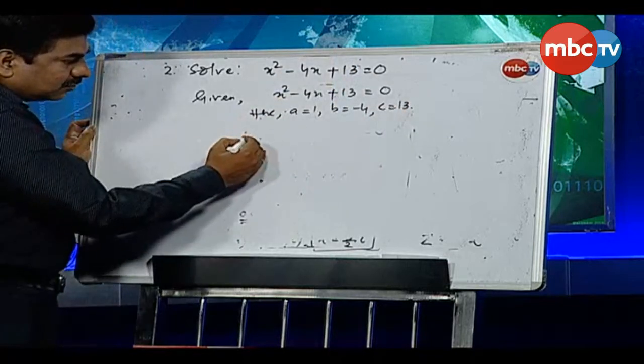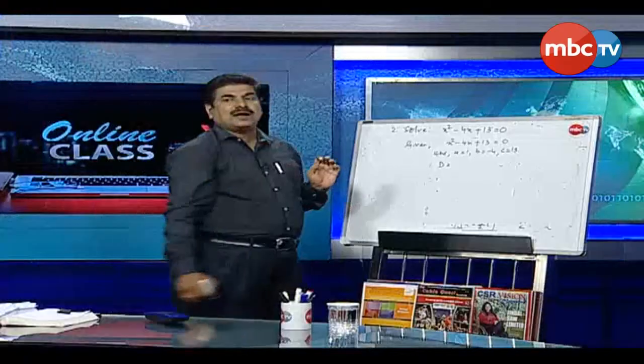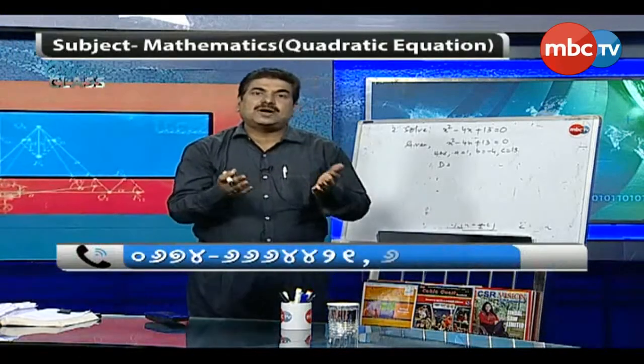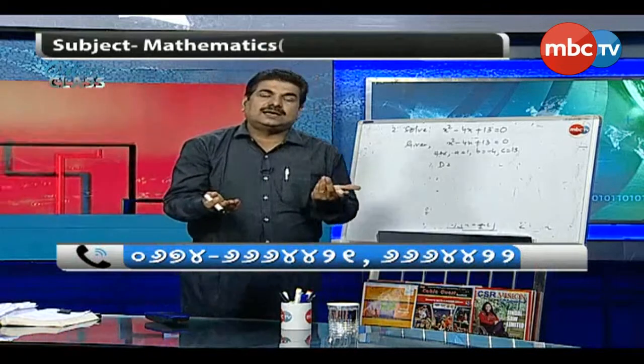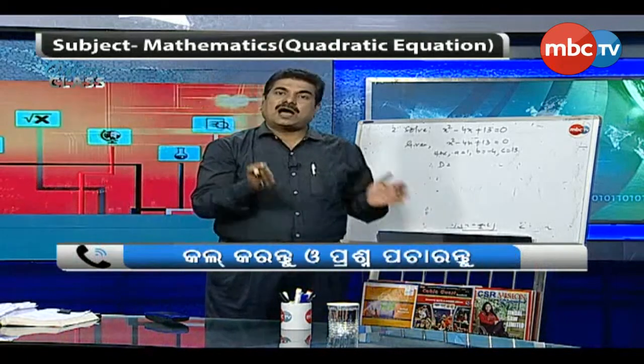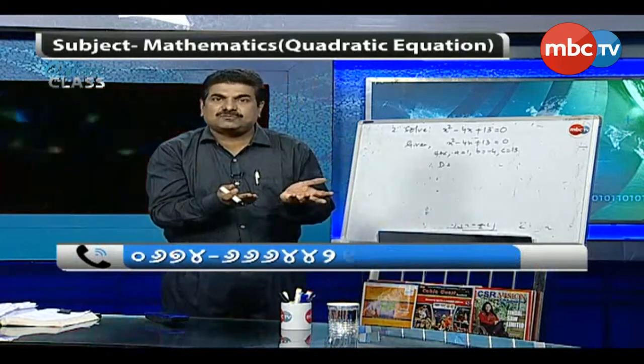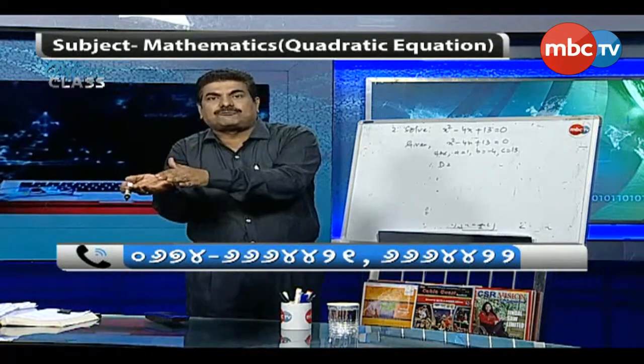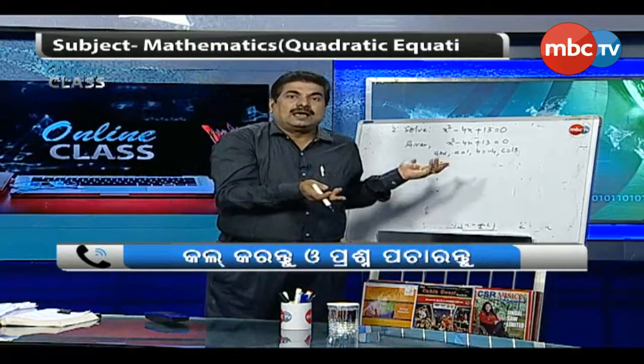So we know that first we have to check if the discriminant is less than 0, then it has imaginary roots. Either you use the factorization method or you use the direct formula, then you get the required result.